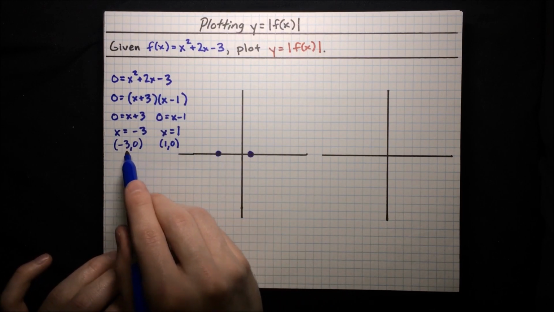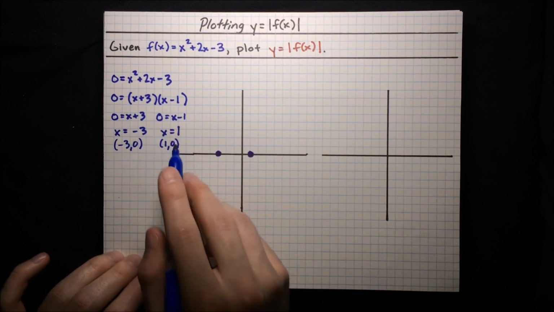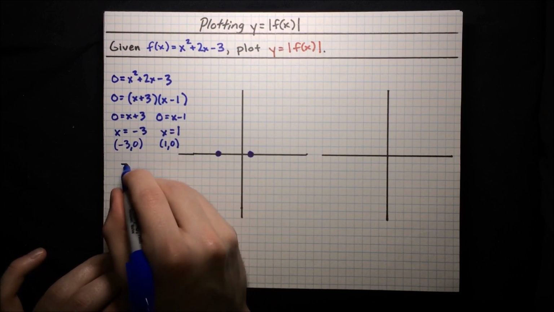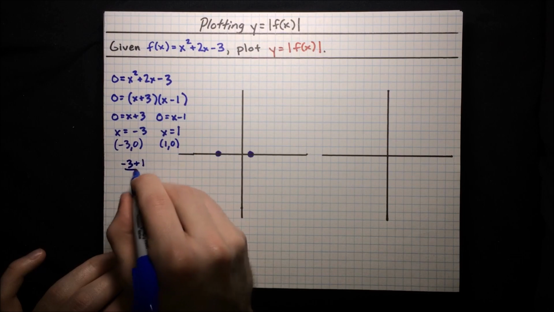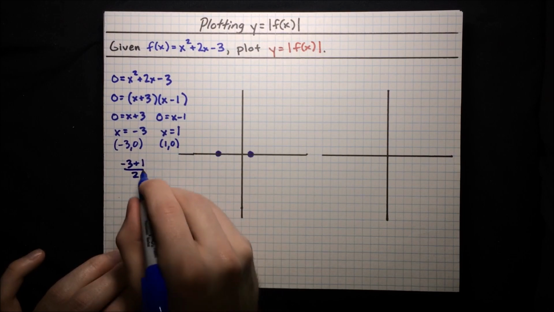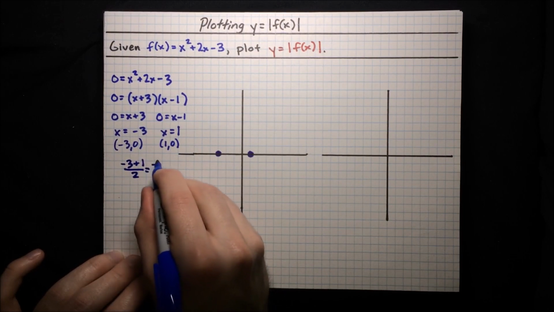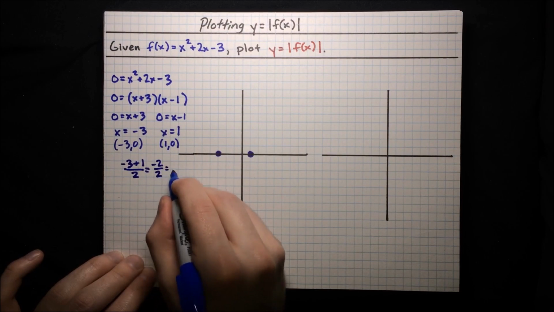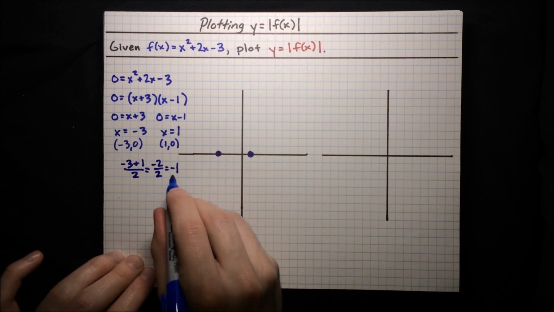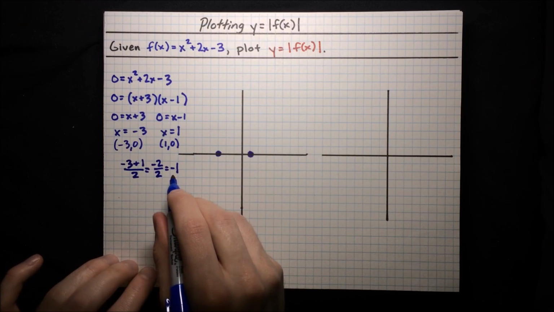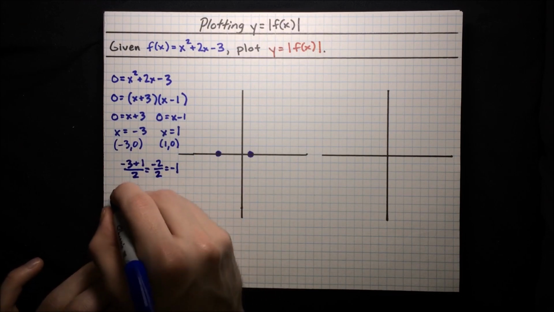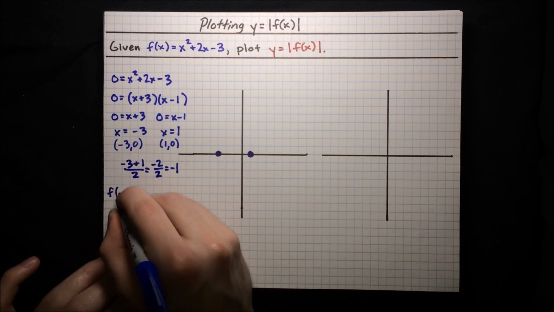So we can just take the average of the roots, and that'll give us the x-coordinate of our vertex. So what is halfway in between -3 and 1? Well, we can just add -3 plus 1 and divide by 2, take the average, and that comes out to -2 over 2 equals -1. So -1 is the x-coordinate of our vertex.